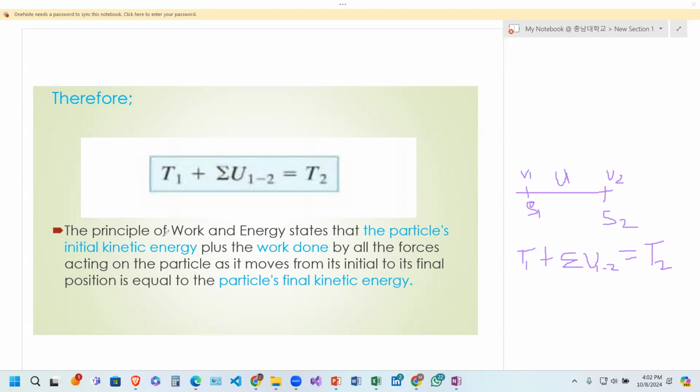So this is what we are trying to explain. That's what I will call the principle of work and energy: the particle's initial kinetic energy plus the work done by all the forces acting on the particle as it moves from its initial to its final position is equal to the particle's final kinetic energy. We need to know that, and that is very important in our calculations, as long as forces acting on a particle, and motion, velocity, acceleration and displacement are involved.